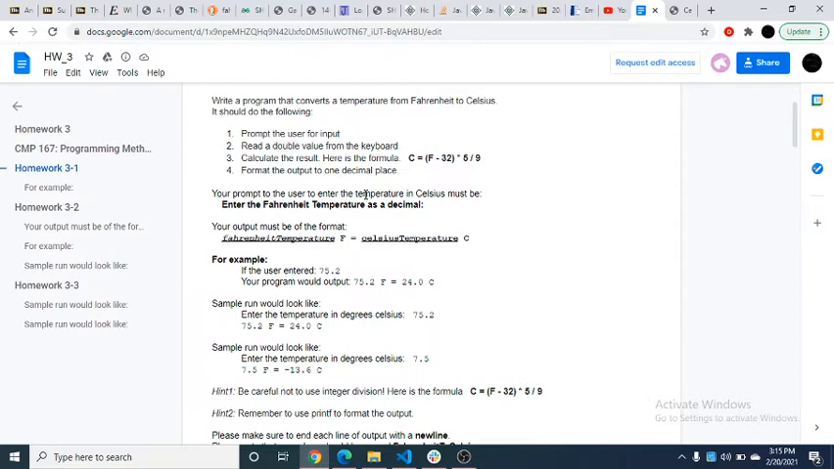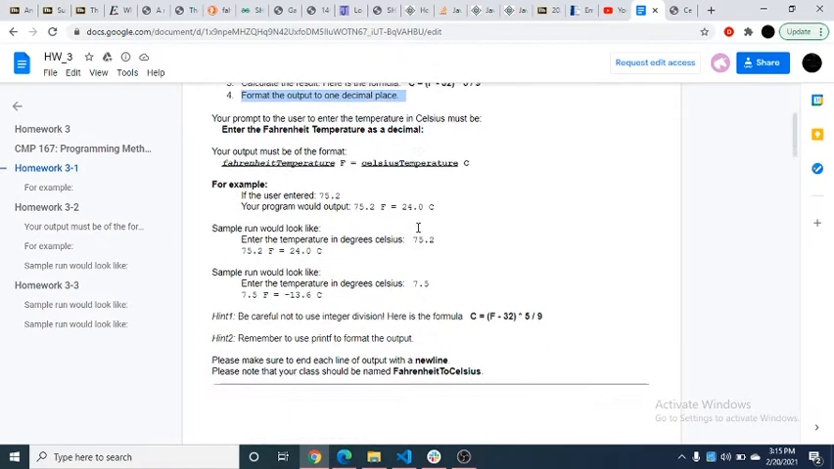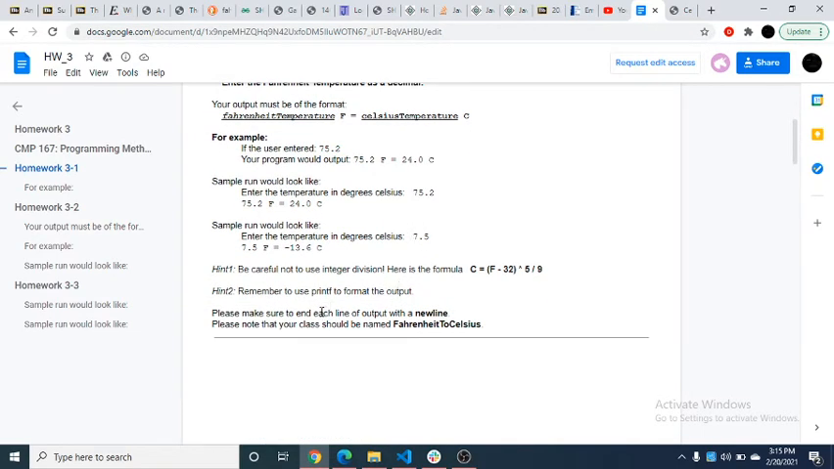I believe she wants it to format the output to 1 decimal place. So you can see why she wants you to use printf. And it says to make sure to end each line of output with new line. That's important for Zybooks, right?